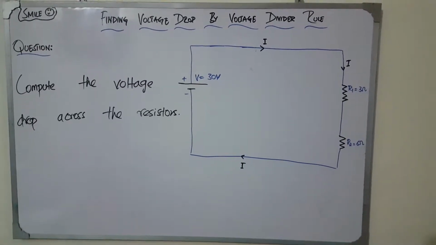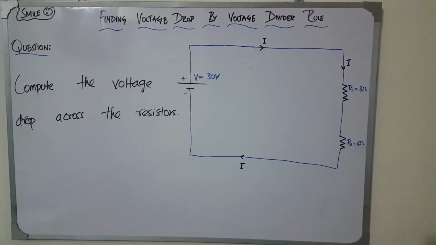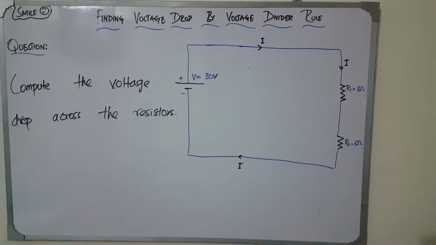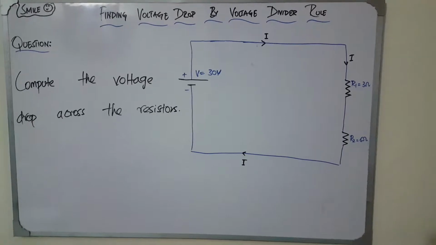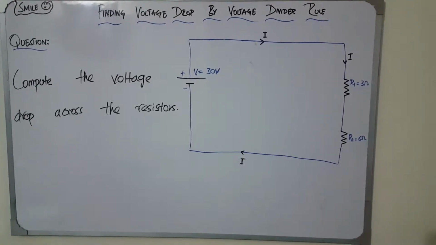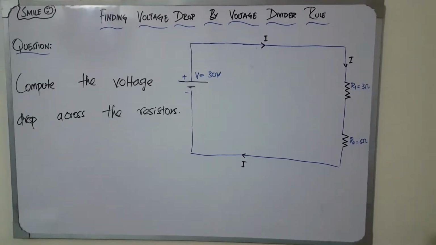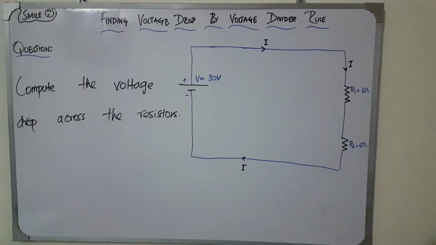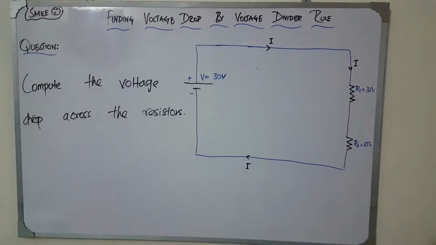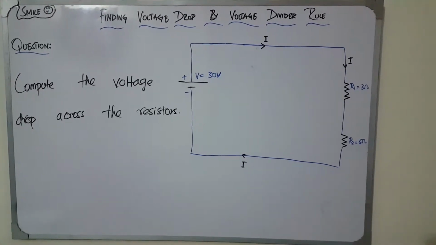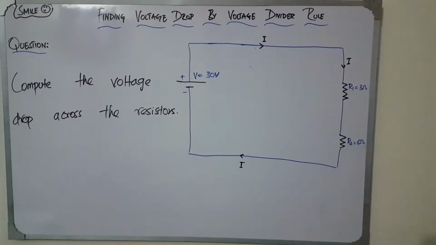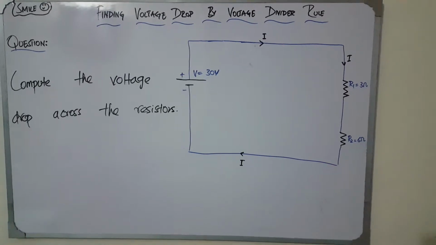For example, you are given a circuit like this in which the voltage source is 30 volts, and the resistors are R1 equals 3 ohms and R2 equals 6 ohms. The question is to compute the voltage drop across each resistor. As we have derived the voltage divider rule in the previous lecture, by simply putting the values in it, the voltage drop across each resistor will be found directly.